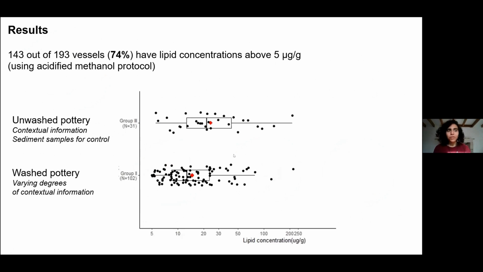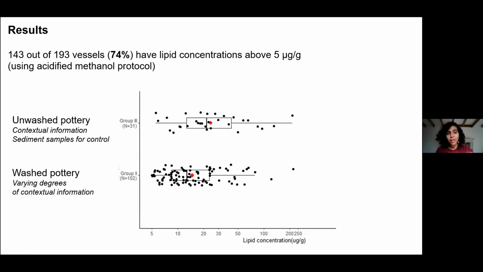So what were the results? Essentially, 74% of the vessels did have lipid concentrations above 5 micrograms per gram, which is considered the interpretable threshold. But I have to clarify that I used a very aggressive technique, and there was a lot of loss of complex molecules. So lipids were preserved, but only fatty acids were really well preserved in the vessels.